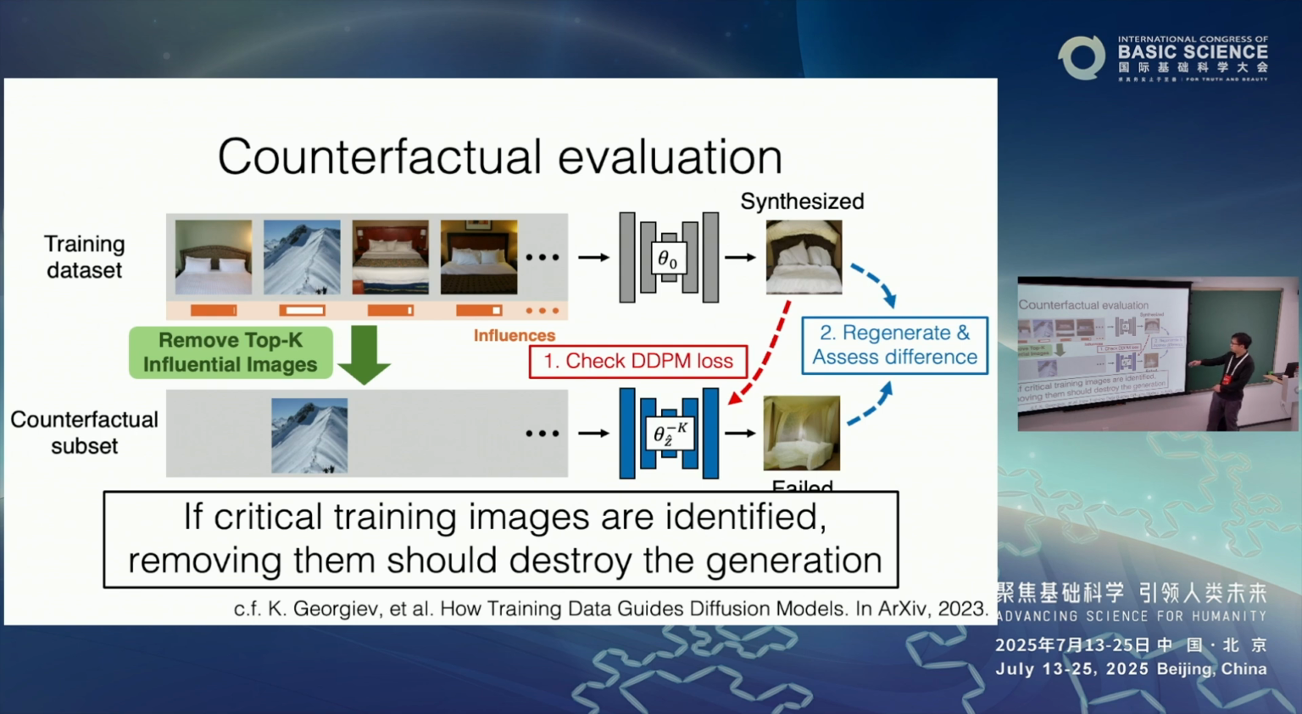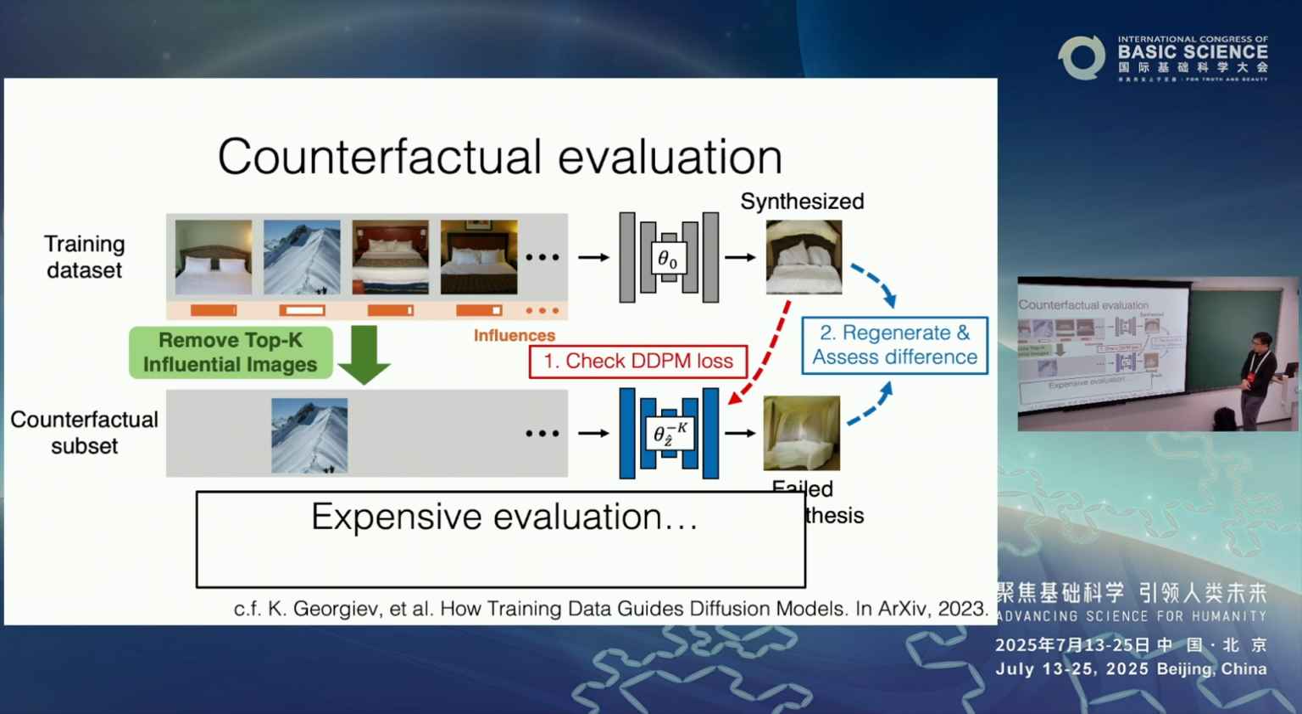We can also try to compute some kind of reconstruction loss between these two images. This is a very expensive evaluation because each time you have to retrain the model from scratch. You need to remove the top K images and retrain the model from scratch. So this is very expensive. So we only do this study on a medium-scale data set, with hundreds of thousands of images. We cannot afford to do it on billions of images.